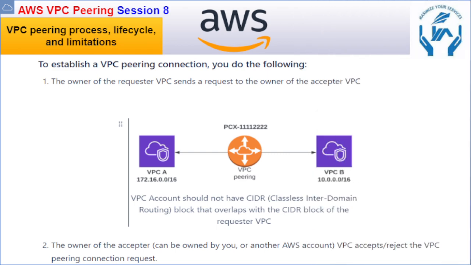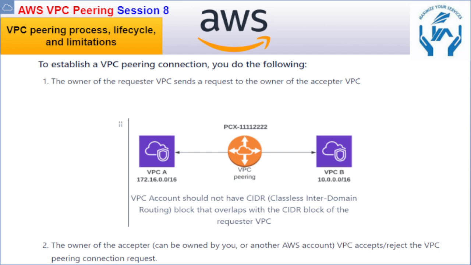Okay, so to establish a VPC peering connection, you do the following. Number one, the owner of the requester VPC sends a request to the owner of the acceptor. These two VPCs can belong to one account or be in different accounts. Any requester VPC will send a request to another VPC, and the destination VPC will be the acceptor. The owner of the acceptor can be you or another AWS account.